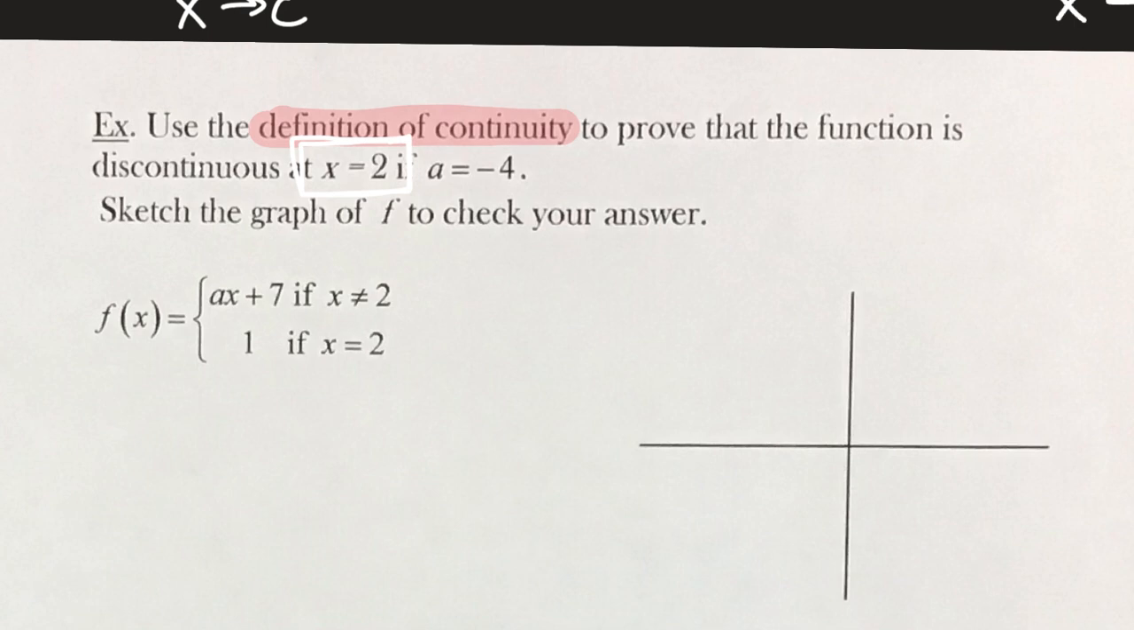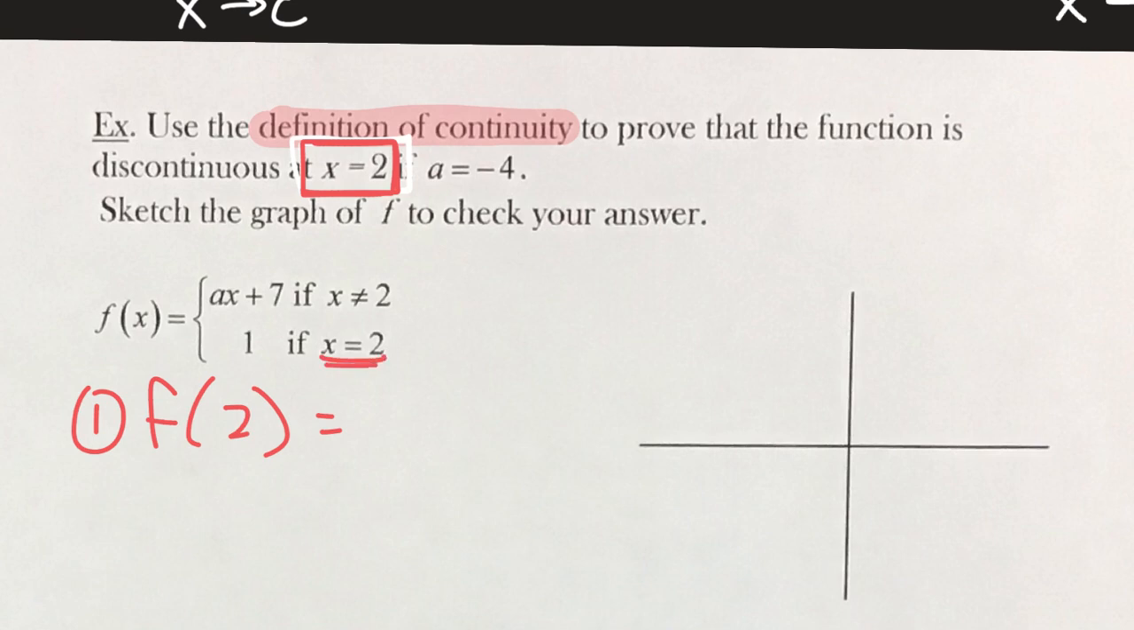So here we have to prove that the function is discontinuous. So which one of these three things is going to fail? That's our question. Okay, so number one, let's check the y value at positive 2. This is your f at x equals positive 2. So what is the y value at positive 2? Well, according to our piecewise function, when x equals 2, y is 1.